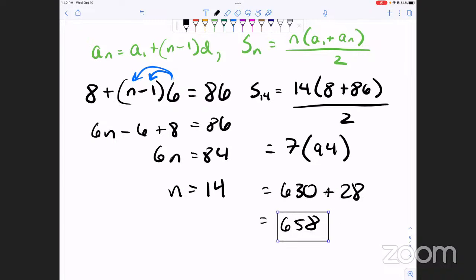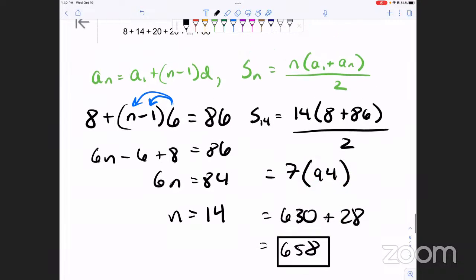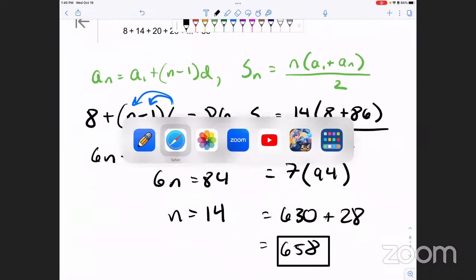If anything is not clear, you just have to let me know. I'm just trying to get some in there before we run out of time. Let's try 658. If that's not right, then we'll just go back and try to figure it out. 658. Okay.